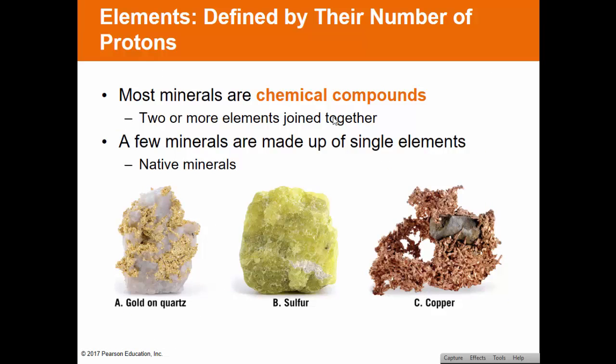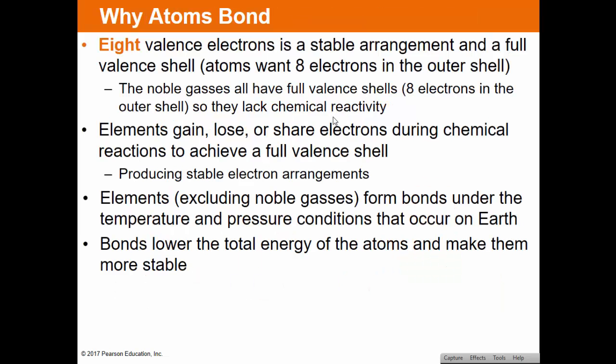All right. Most minerals are chemical compounds, two or more elements joined together. Some minerals are made up of a single element, like gold or sulfur or copper. Native minerals are when you have pure copper found in nature. It's considered a native mineral. Typically, even minerals made up of single elements like gold or copper have something in them that does not make them pure. But if it's pure, then it's a native mineral.